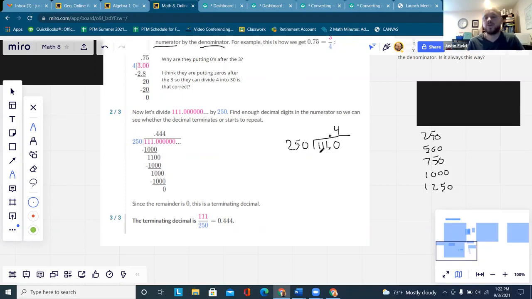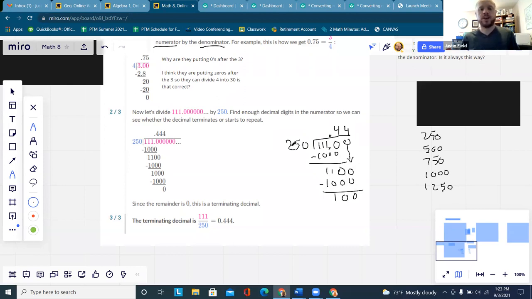So 4 times 250 is 1,000. Okay, now when I do long division, I subtract. And I get 110. So now 250, how many times does that go into 210? Well, it doesn't. So I add another 0. And now I say, how many times does 250 go into 1,100? And that again is 4. And that's 4 times 250 is 1,000. Subtract, and now I get 100.